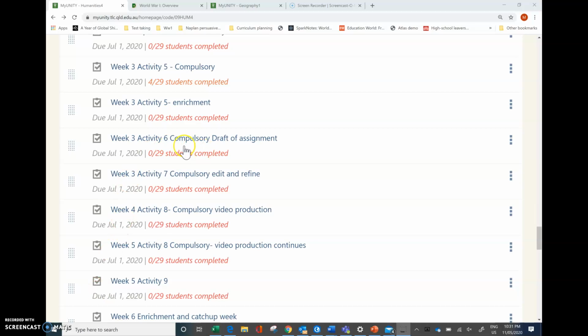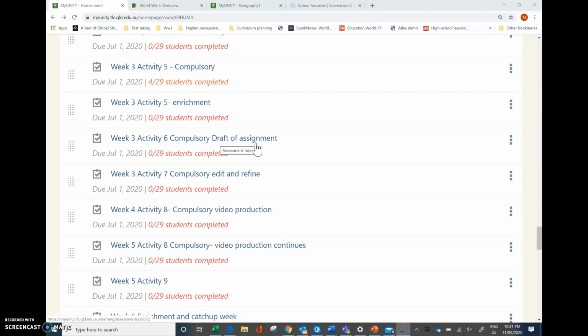Okay, today your focus is going to be exactly on this. Week 3, Activity 6, Compulsory Draft of Assignment. You should have all of your notes in the scaffold, nicely presented. You should have them in point form, and you should have some reflections on your note taking, and you should have your bibliography done, and you should have your images done.